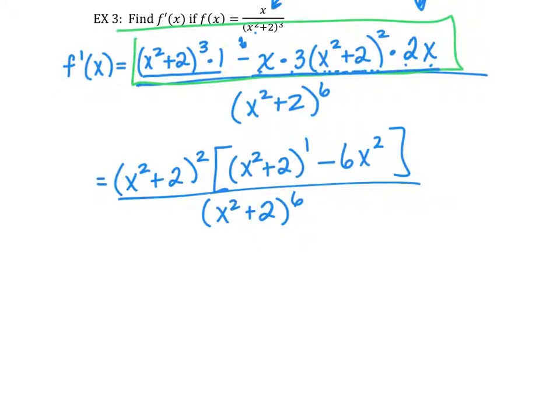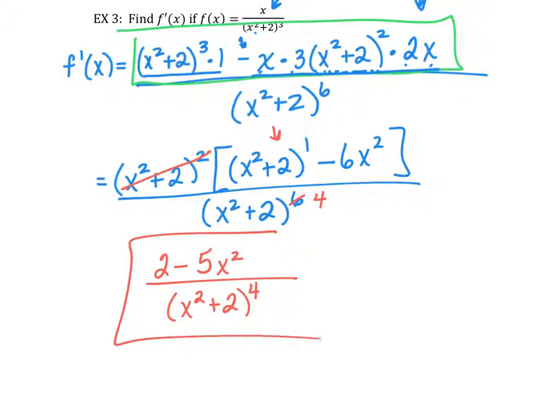Well, let's get a final answer, shall we? Well, gosh, if I have x squared plus 2 squared on top and x squared plus 2 squared to the 6th on bottom, couldn't I go, well, that could go with there and I'd have 4 of them. So my x squared plus 2 to the 4th is going to be on bottom. And if I cleaned up this guy, I could just add like terms. So I'd have 2 minus 5x squared. And that's really all I can do, and that is my derivative.